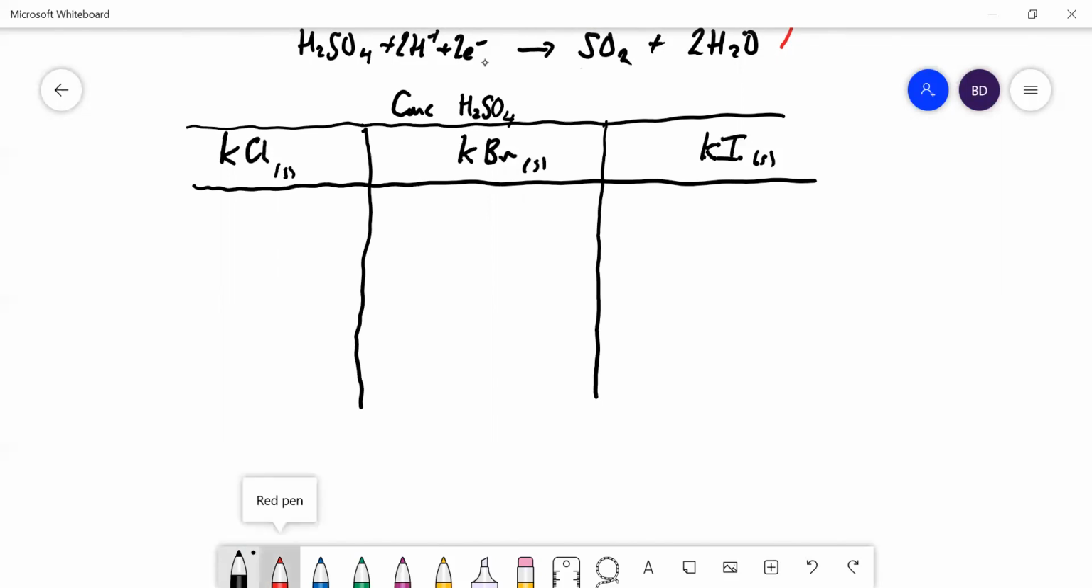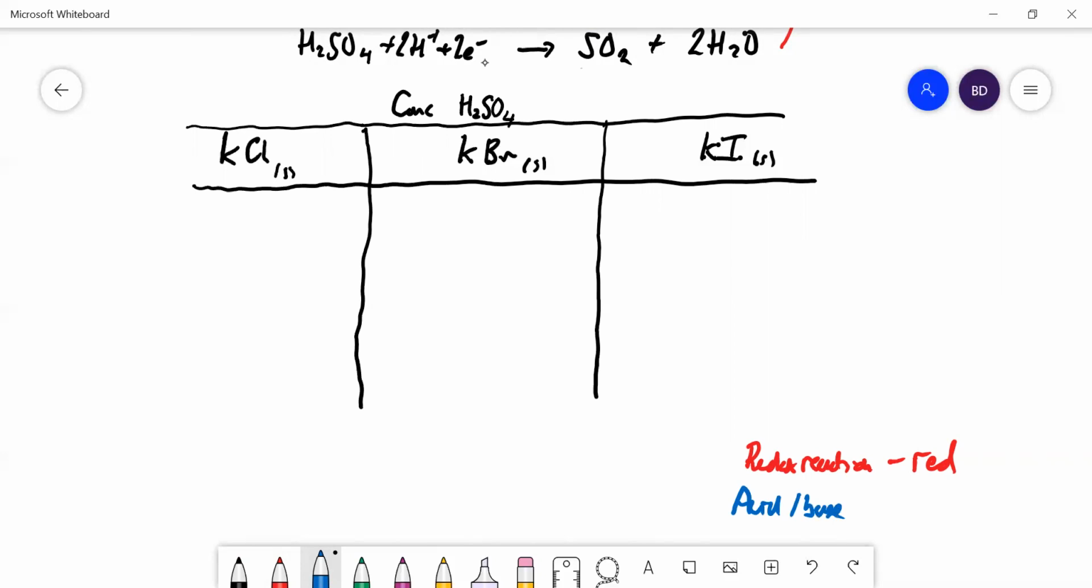The key is going to be, if it's a redox reaction product, I'm going to do it in red. And if it's not a redox reaction, if it's a result of an acid-base reaction, in other words exchanging a proton, I'll do that in blue.